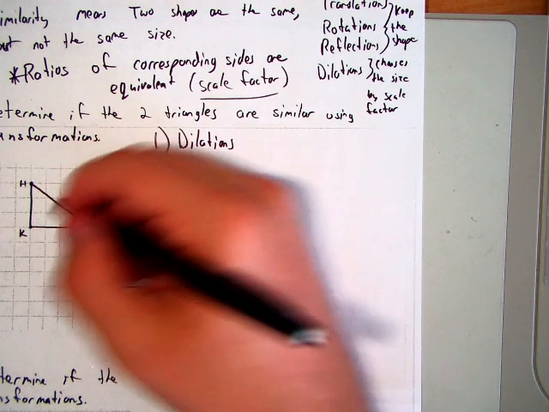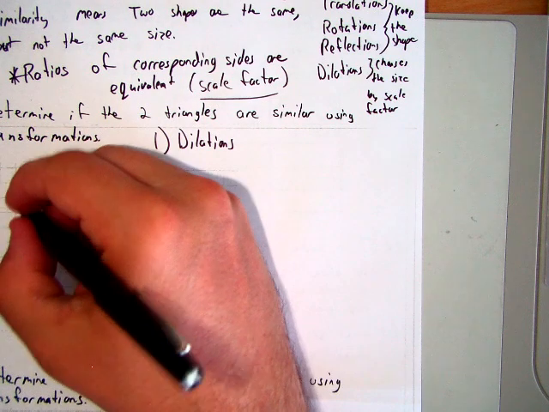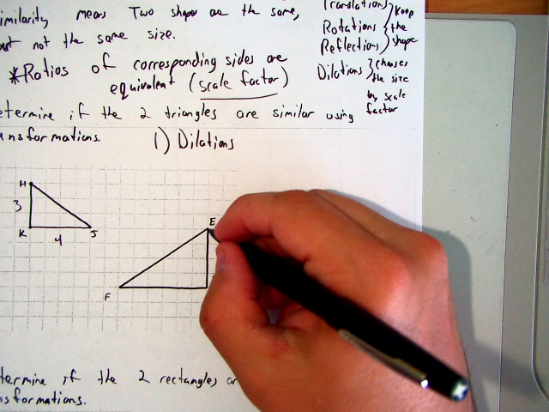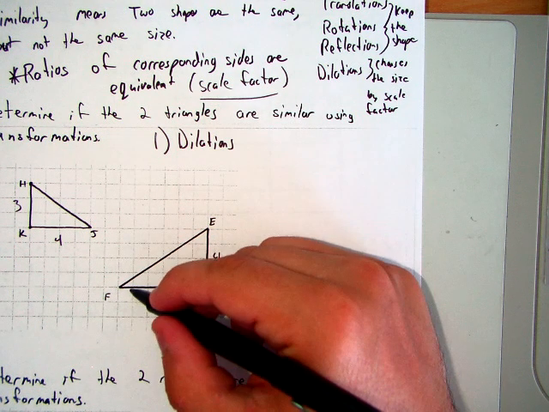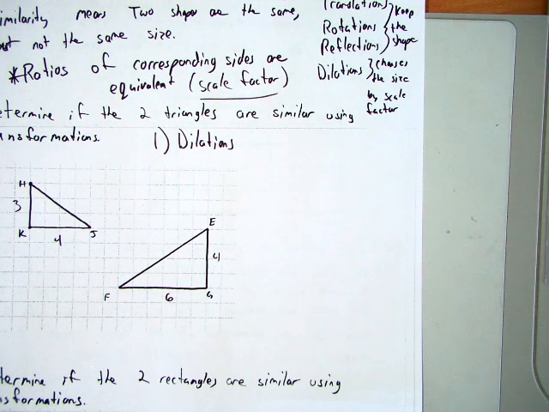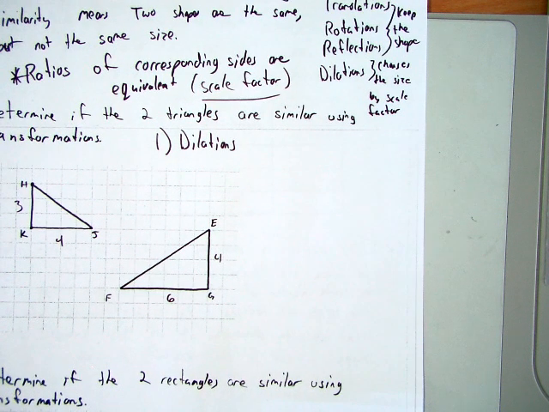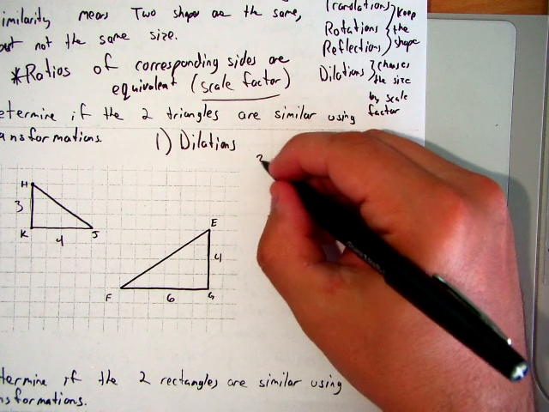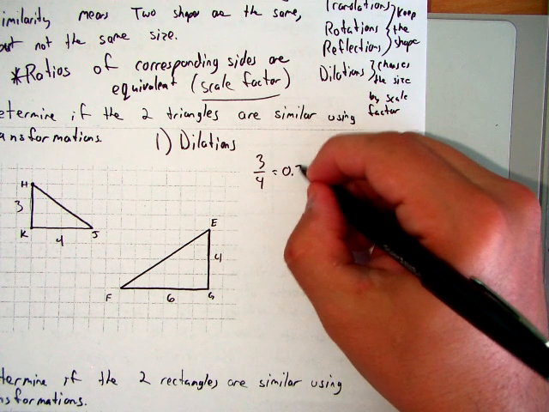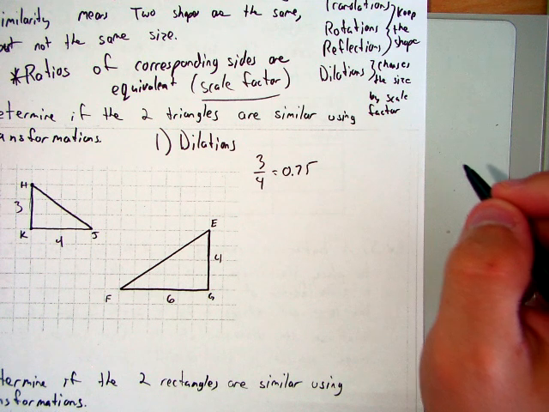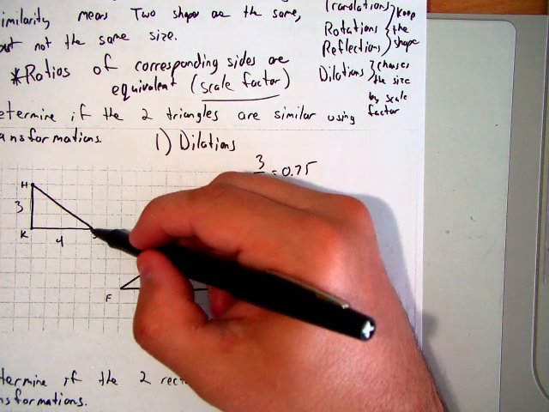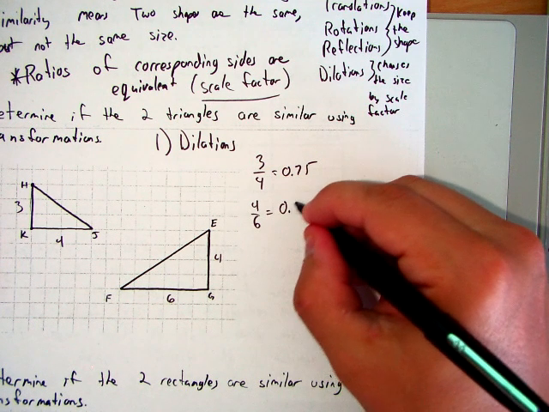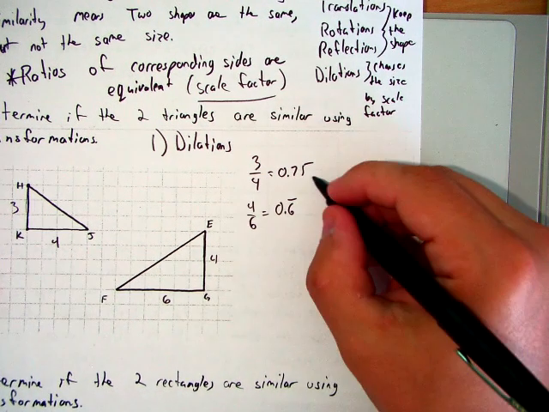So let's look at the small triangle, try to get it to the big triangle. So this is 3, that is 4. This right here is 1, 2, 3, 4, and this is 1, 2, 3, 4, 5, 6. Corresponding sides, HK and EG are corresponding sides, so that'd be 3 to 4. And that'd be 0.75 as our scale factor. Next one, KJ and GF. That's 4 to 6. And that's a scale factor of 0.6 repeating.